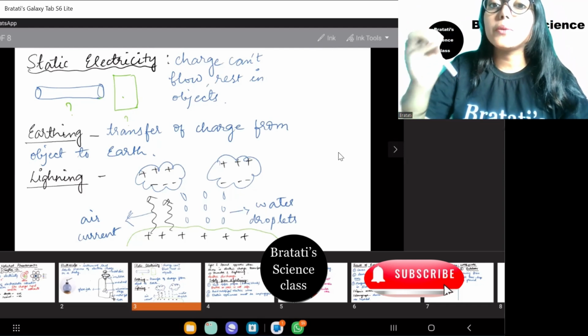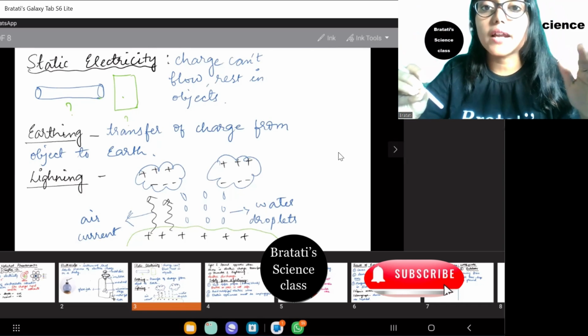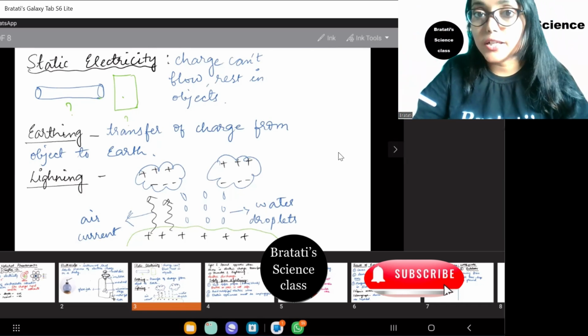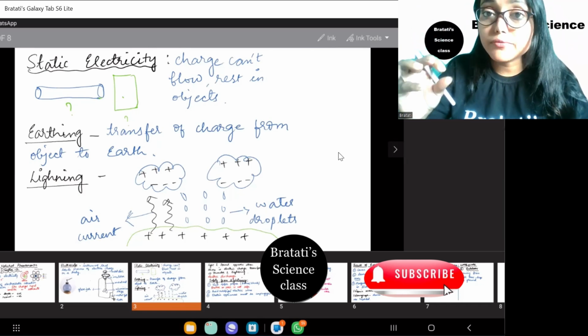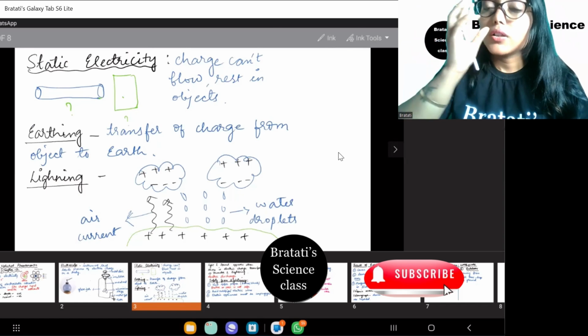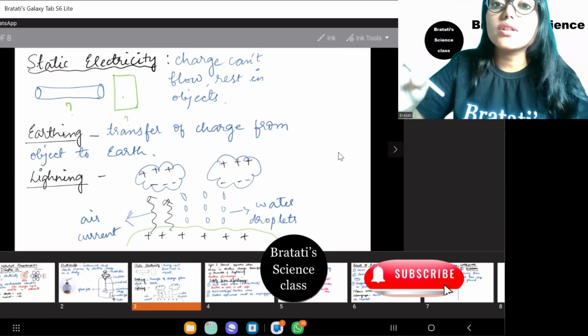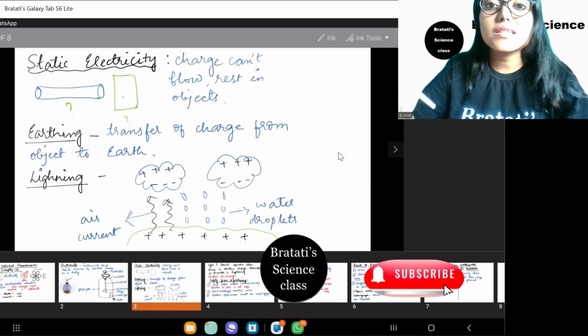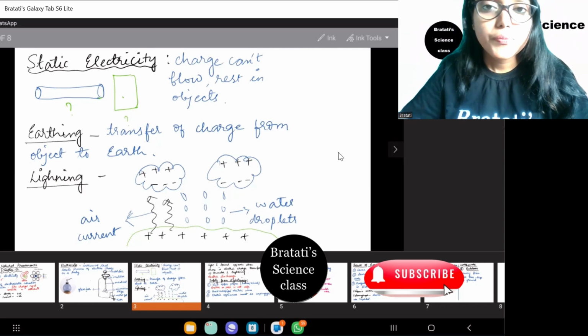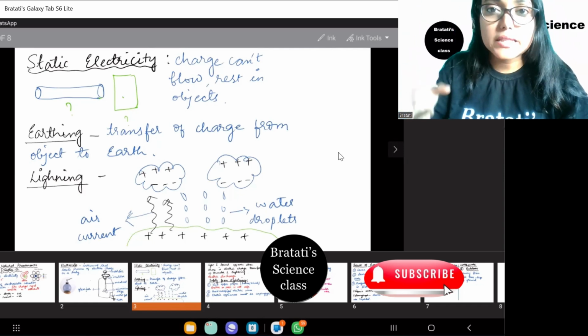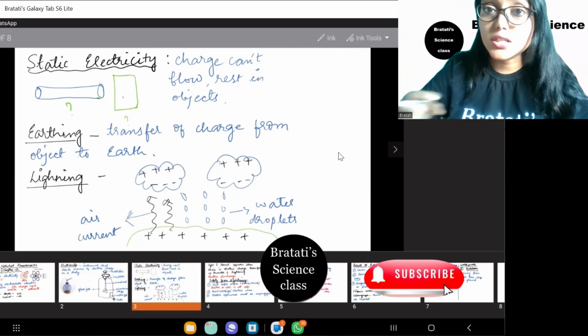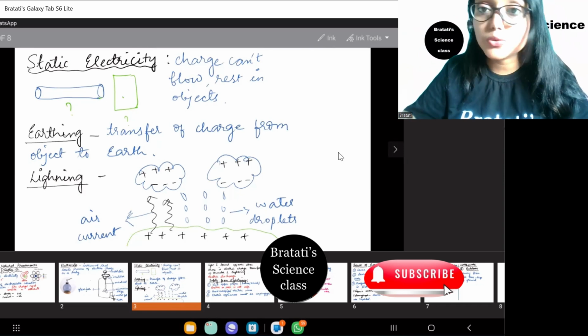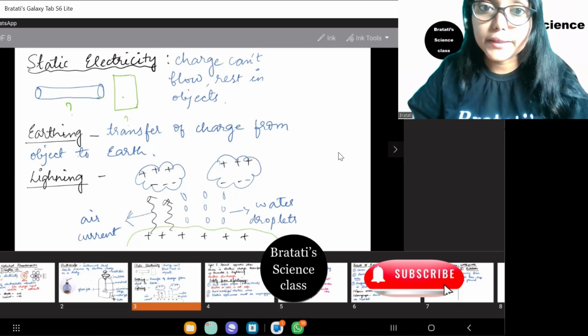I hope you are familiar with the terms conductor and insulator. If you have not, please see the last video. There we have seen that objects, the metals, through which electricity or charge passes easily are called conductors. And those objects like wood, plastic, glass don't allow electricity, the current, to pass through them. They are called insulators.